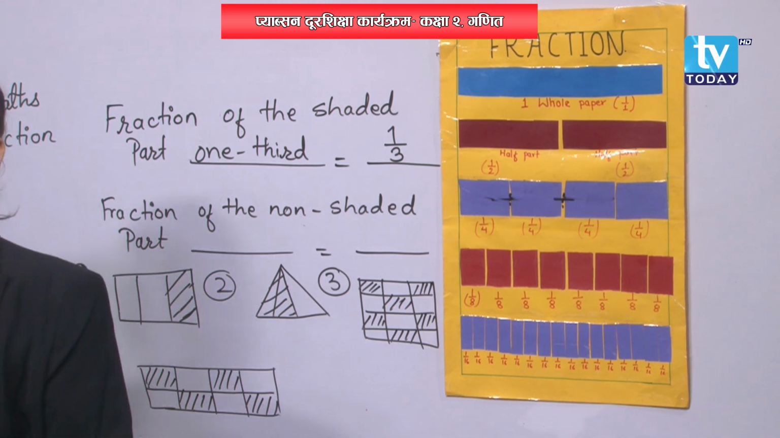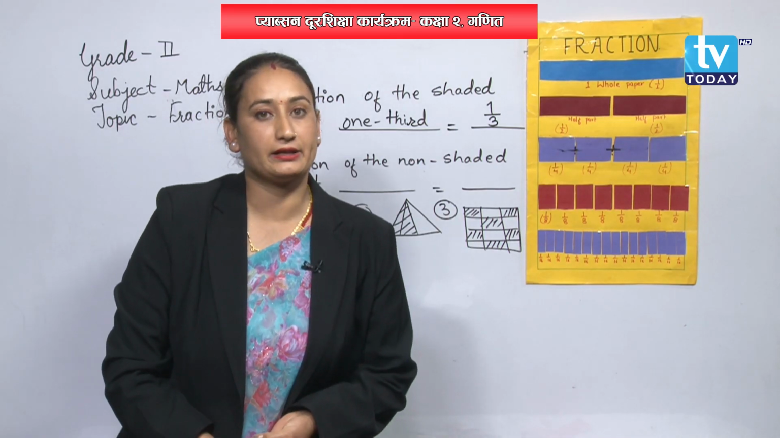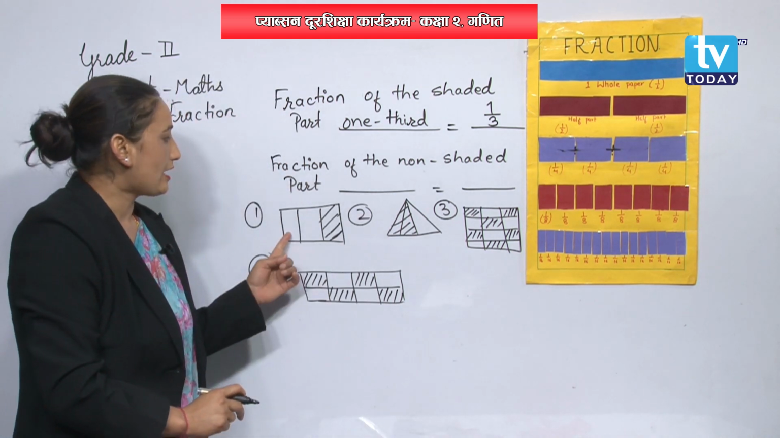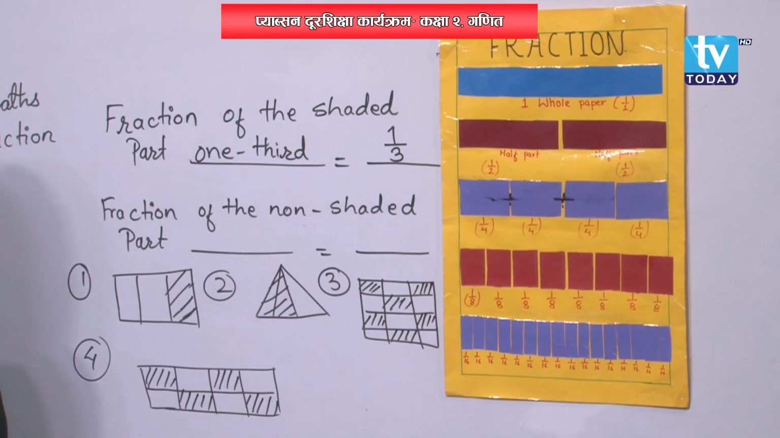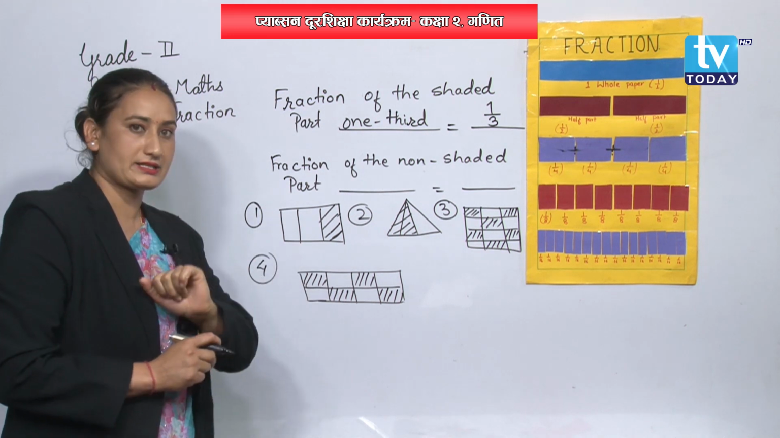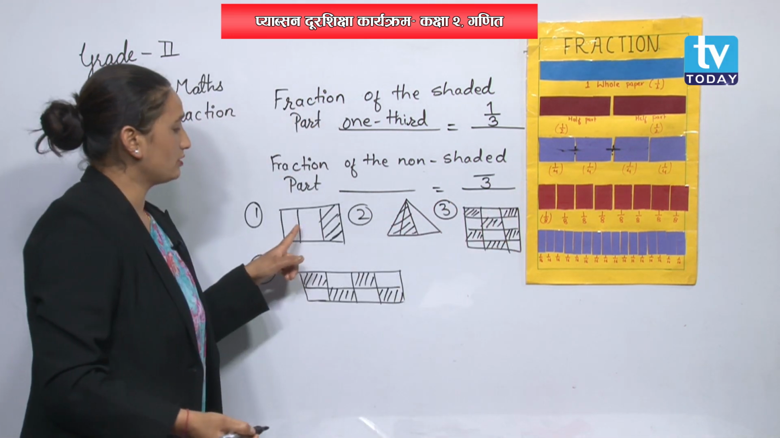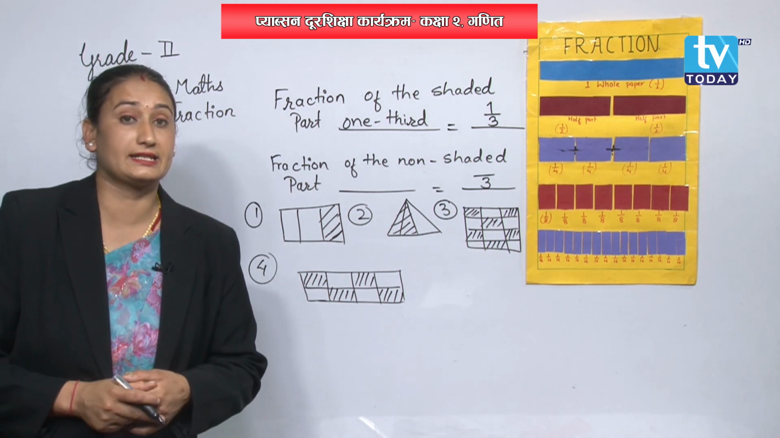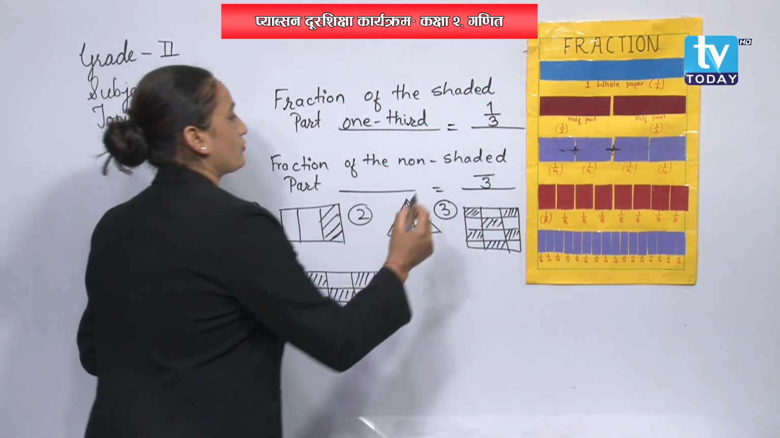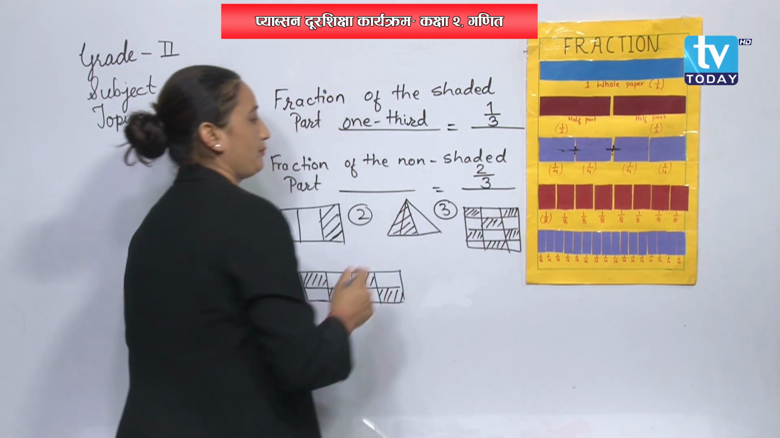How many parts are non-shaded over here? Can you guess it and tell me? How many parts are non-shaded? Altogether 3 parts are there, so write down 3 as the denominator. And how many parts are not shaded? 2 parts. So write 2 at the top.